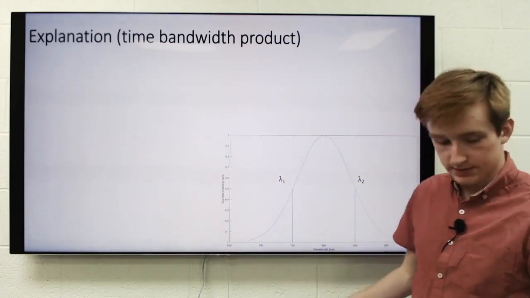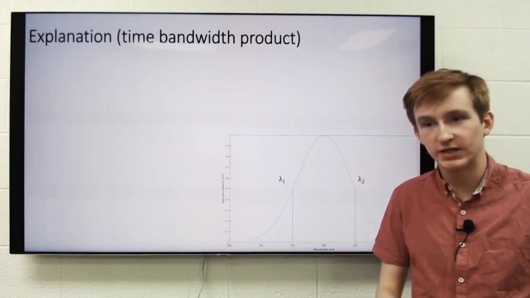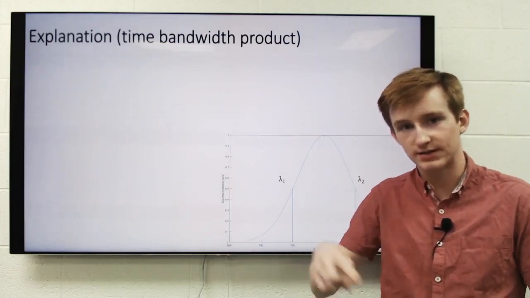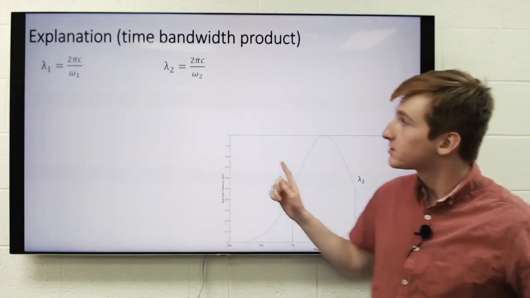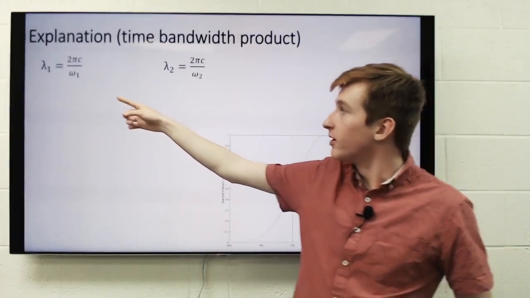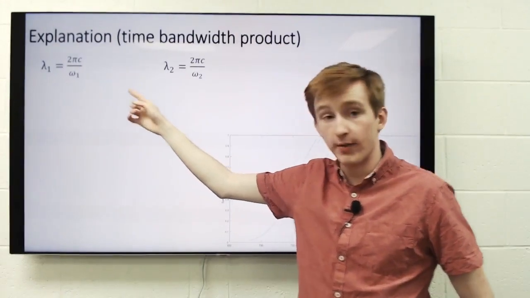Okay? So if we're going to use the time bandwidth product, we need to talk in angular frequency, right? Because it's delta omega, delta angular frequency, times delta tau. So we have to convert these over to angular frequency. So lambda 1 is equal to 2 pi c divided by omega 1, right?